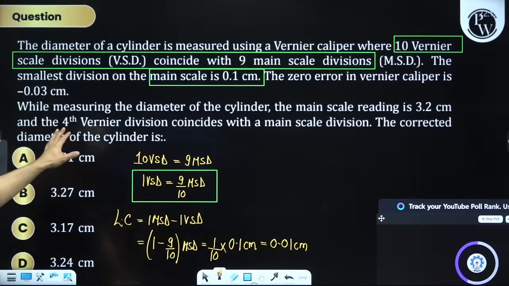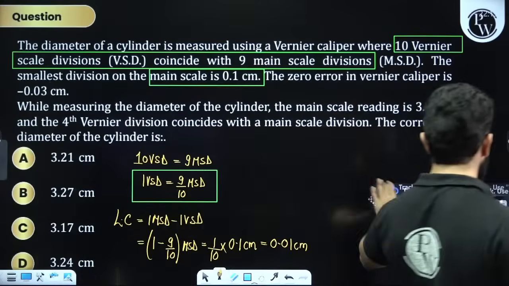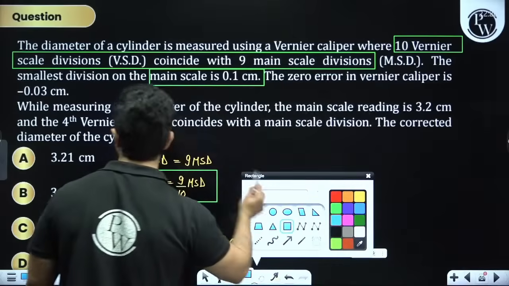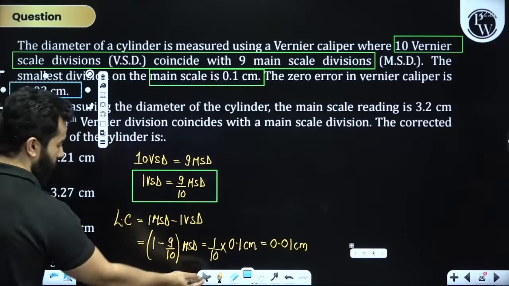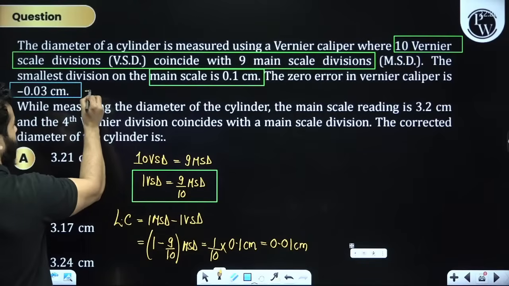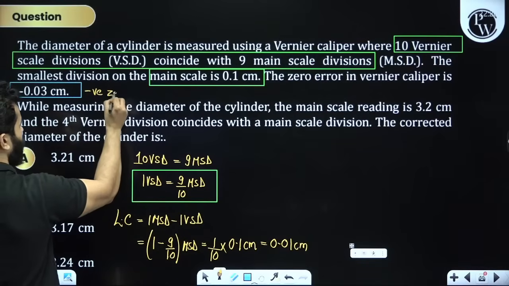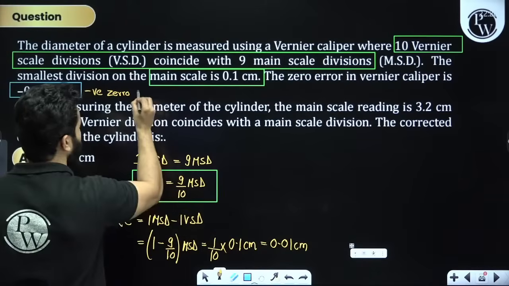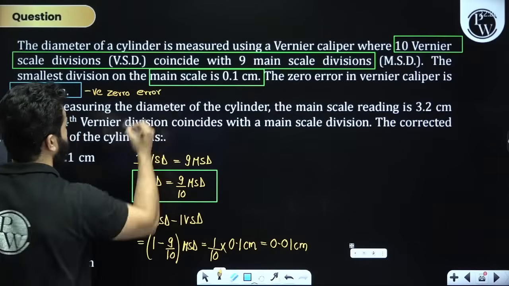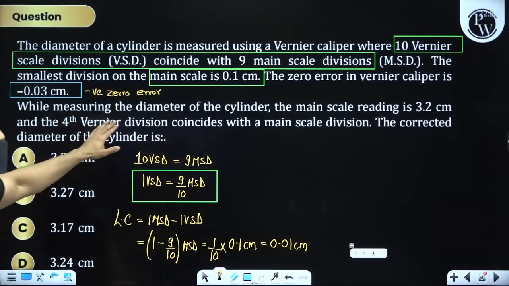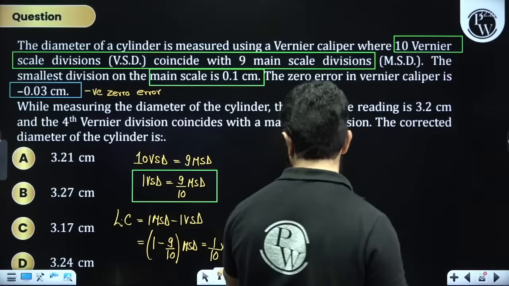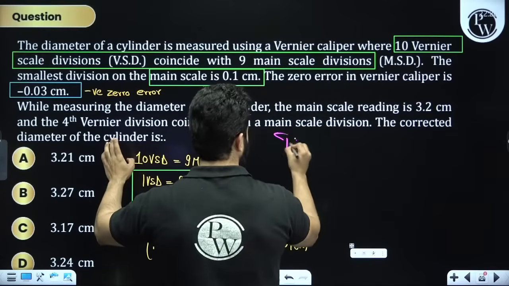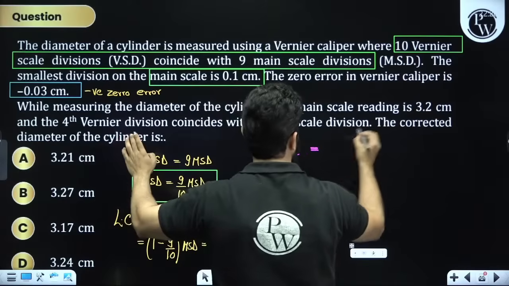Next, they are saying the zero error is minus 0.3. By the way, this is negative zero error. Mind you, this is negative zero error. While measuring the diameter of the cylinder, the main scale reading, please note, finally the reading is 3.2 centimeter.